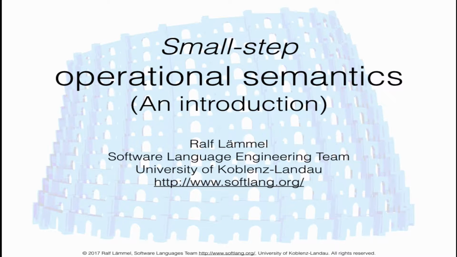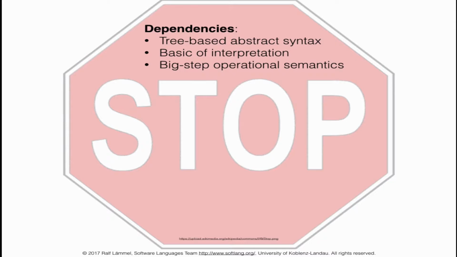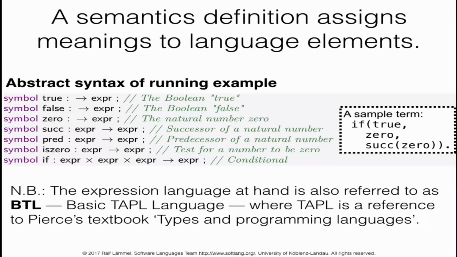This is an introduction to small-step operational semantics, and before I continue, please make sure that you are aware of abstract syntax, that you know about basics of interpretation, and most importantly, that you already know what big step style of operational semantics is like. This is very much assumed in what follows. Any semantics definition, be it small step style or big step style, assigns meanings to language elements.